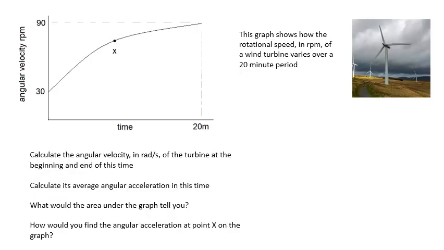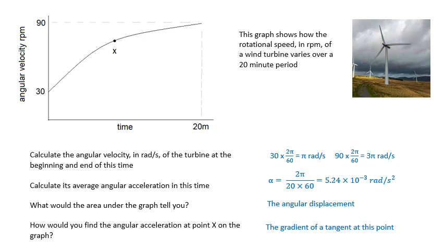Right, here's another question. Difference with this one is that the angular acceleration isn't constant. So the graph shows how the rotational speed in RPM, revs per minute, of a wind turbine varies over a 20-minute period. Have a go at the questions yourself. I'll show you the answer in 3, 2, 1.